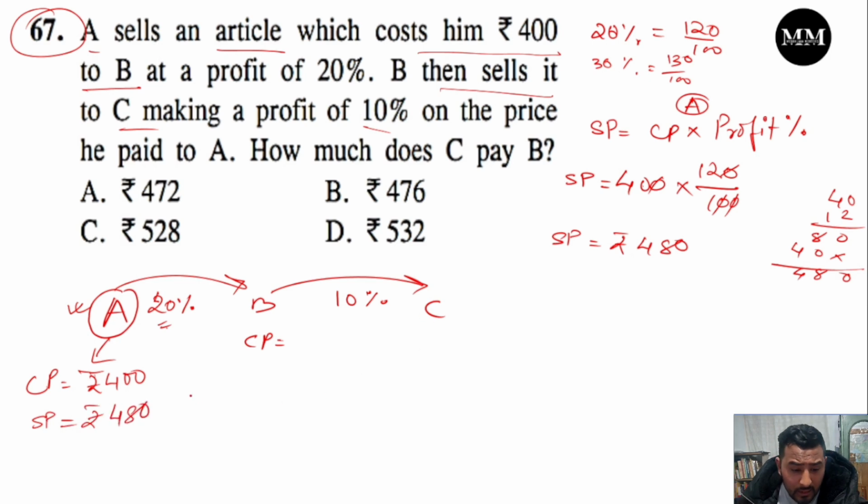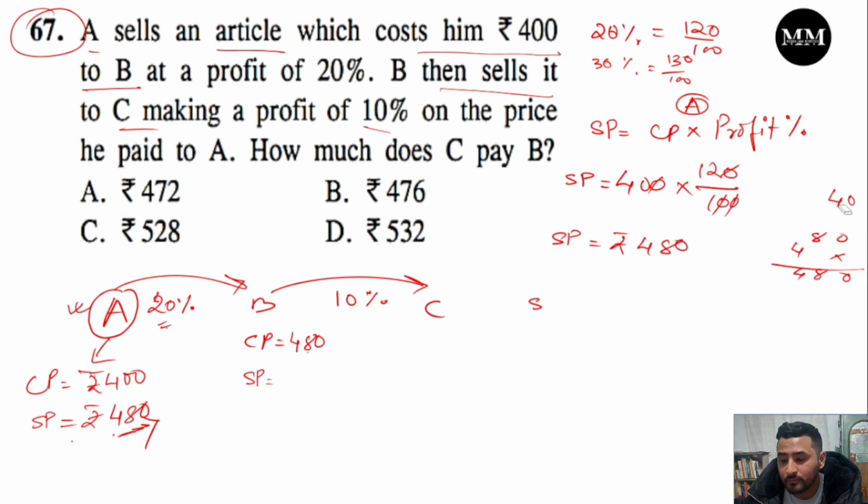Now after selling this 480 rupees, after selling an article to B at rupees 480, he has sold at rupees 480 to B. Now cost price of B will be how much? It'll be obviously 480. Okay, whatever selling price A has sold it to B, so cost price for B will be how much? It'll be 480.